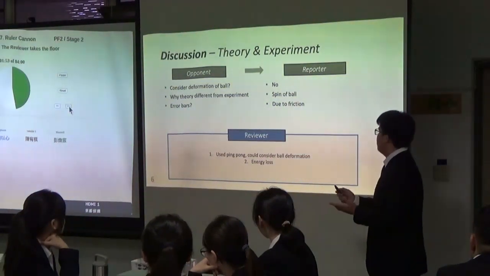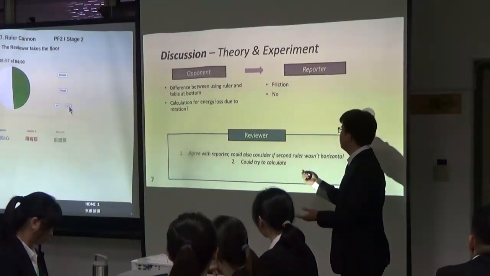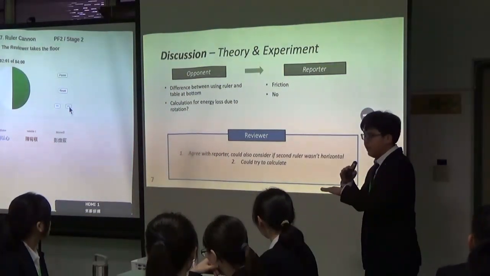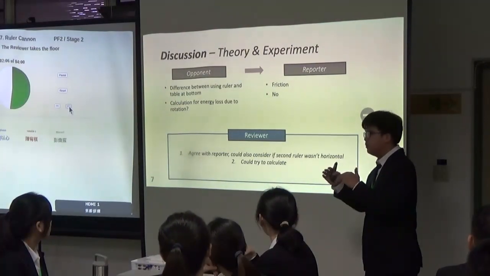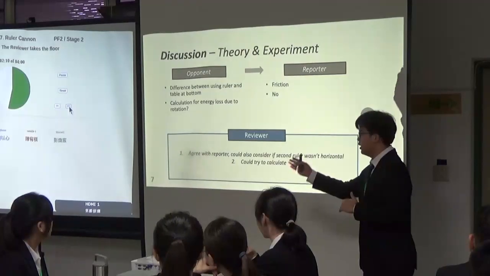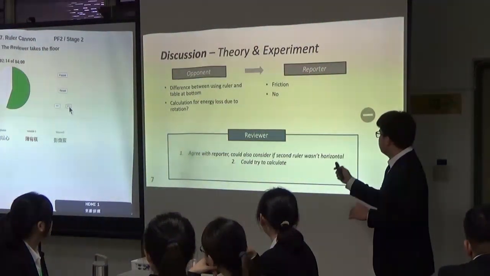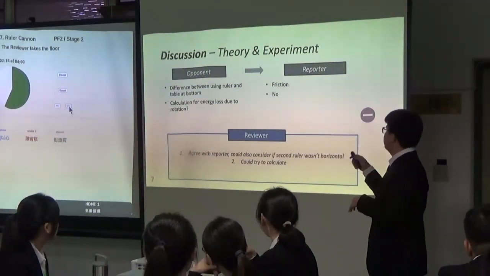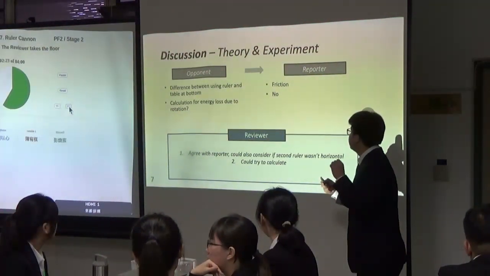Next, the opponent asked about the lack of error bars. The opponent also asked why they don't use the ruler fixed to the table, and the reporter said it has to be that way. It is also the same because we have to make sure of the friction, so we agree with the reporter that it is sensible. They also mentioned a calculation of work due to the rotation, but the reporter didn't calculate it, and we advise that they should consider it.